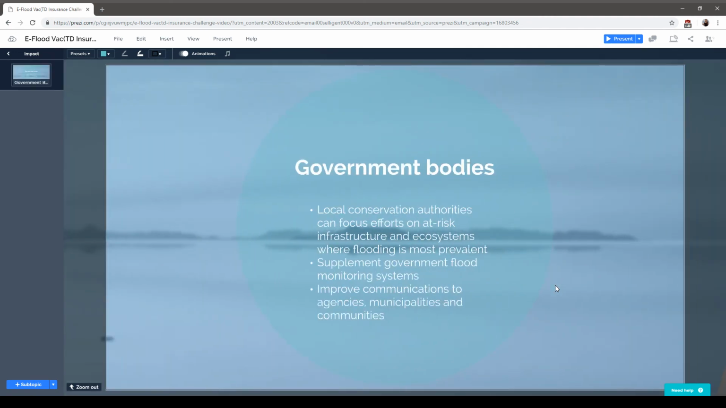As for government bodies, local conservation authorities can focus efforts on at-risk infrastructure and ecosystems where flooding is most prevalent, supplement government flood monitoring systems, and also improve communications to agencies, municipalities, and communities.